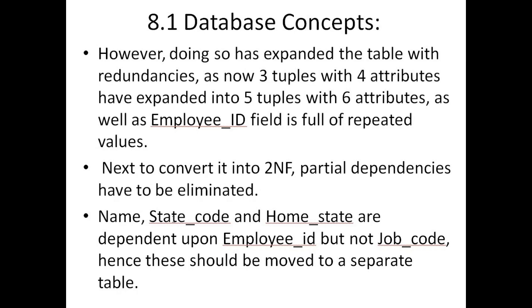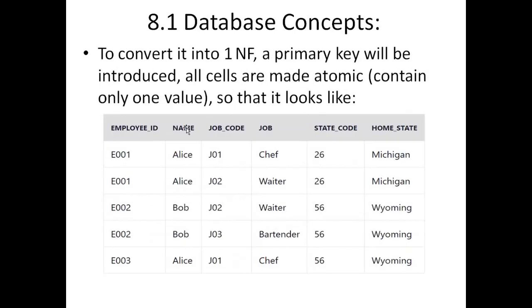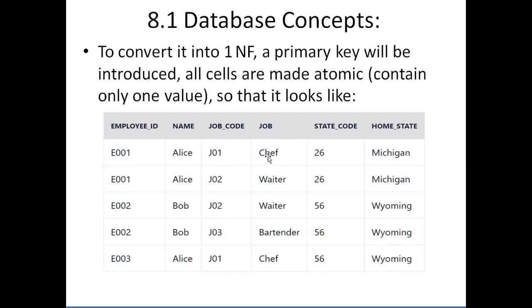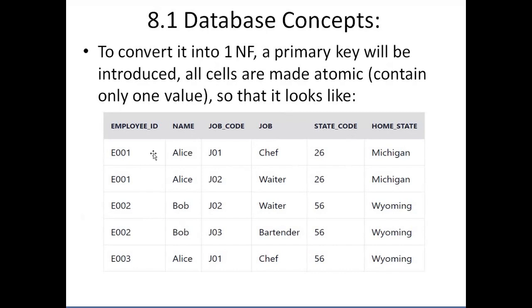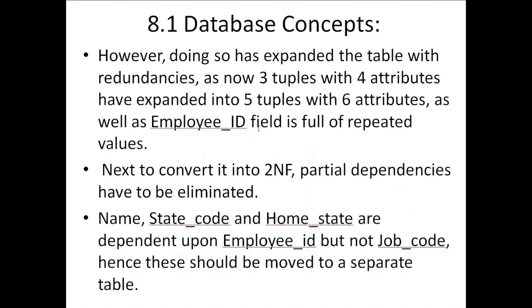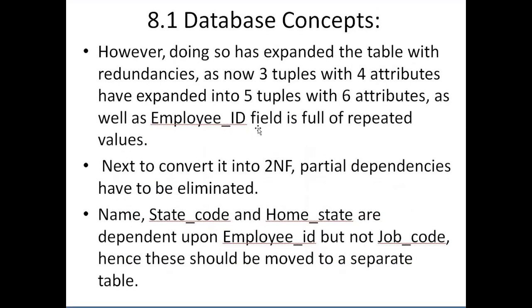So next we are going to convert this into 2NF, the second normal form, and for doing that we have to remove partial dependencies. Name, state code and home state are dependent upon employee ID. All three are relevant to employee ID, but job code and job are not. Or rather you can say that these things are dependent upon employee ID but not the job code or the job. Hence these should be moved to a separate table.